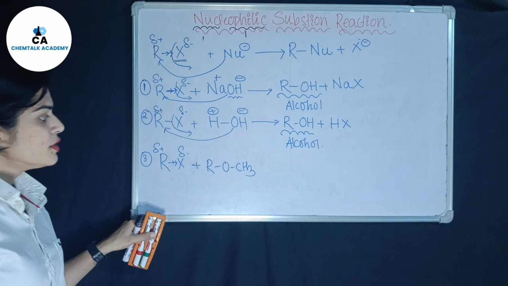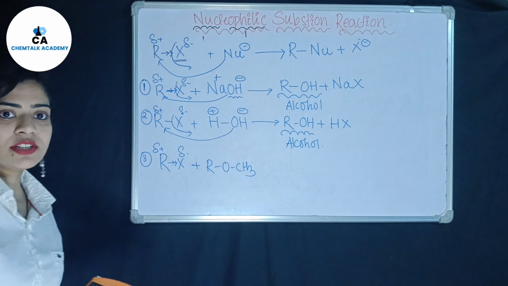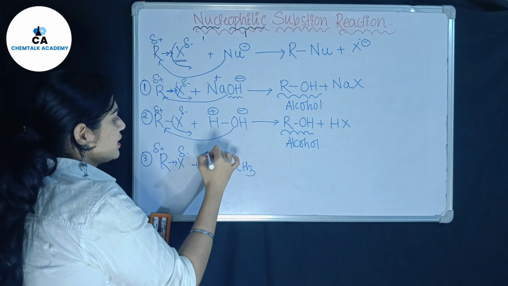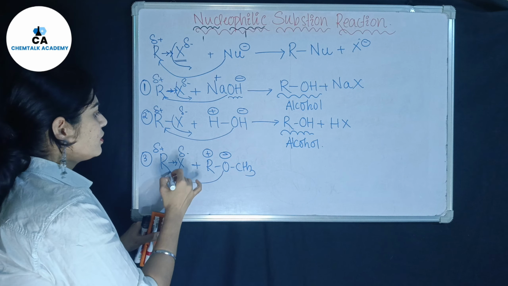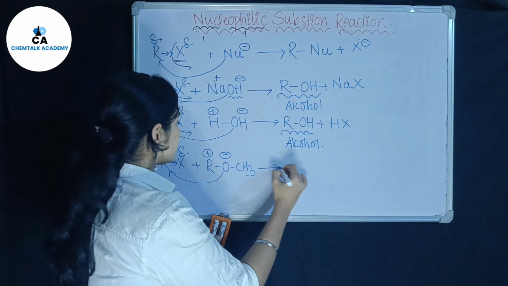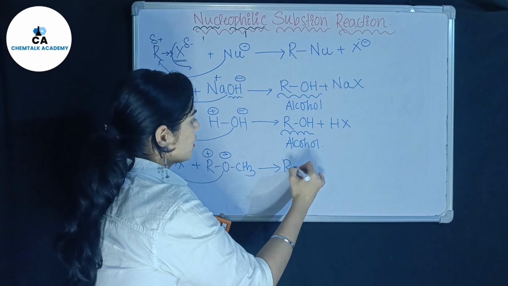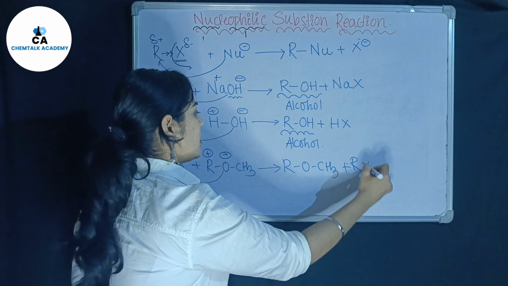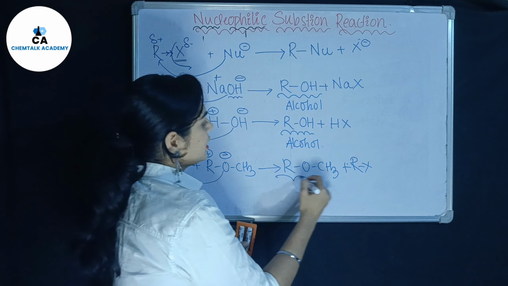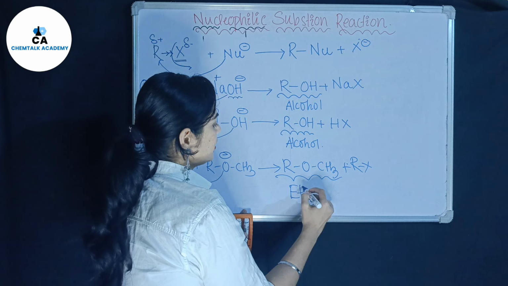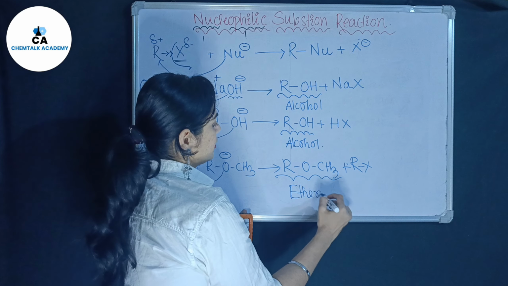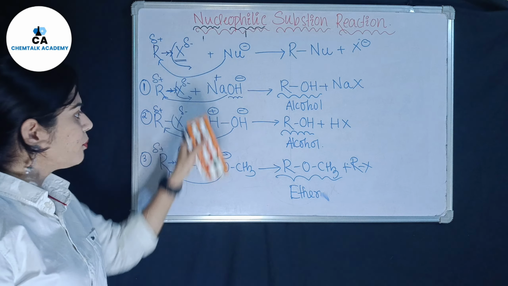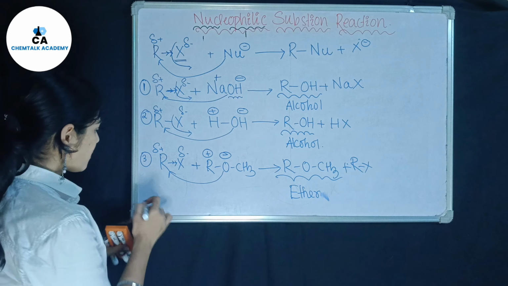Next, the nucleophile we will take is RONa, with the ROCH3 example. Here which one is negative and which one is positive? This is negative, this is positive. So the attack of the nucleophile takes place. In result, what do we get? ROCH3 plus NaX. Here we are getting an ether. Hope you are clear. One more example we will take.